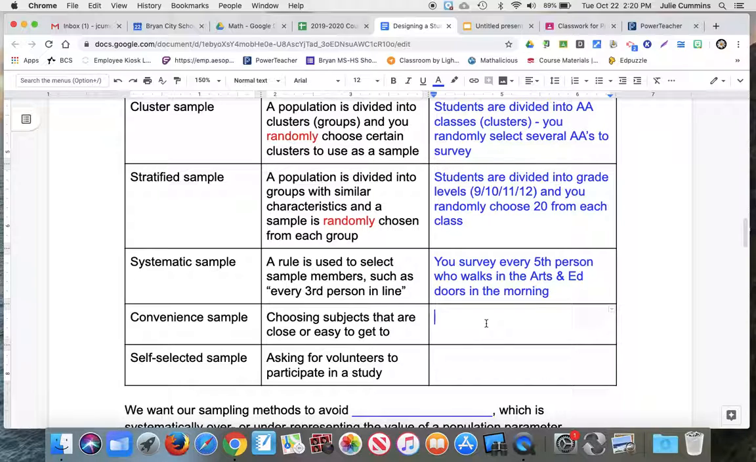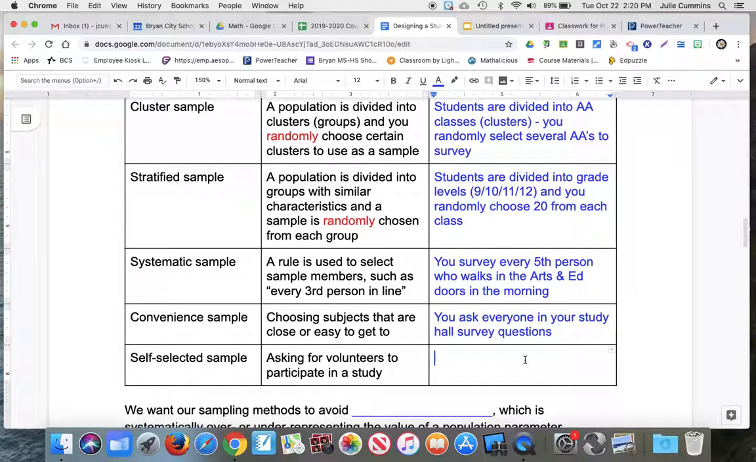A convenience sample is exactly what it says. You're choosing subjects that are close to you or easy to get to. This is not a very good way to sample people. There's going to be a lot of problems with this. An example is you ask everyone in your study hall survey questions. How did you pick the people in your study hall? Did you have some sort of random method? Nope, it was just the people that were easy and close to you.